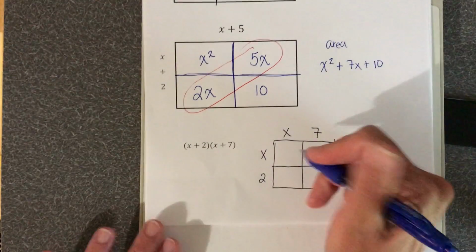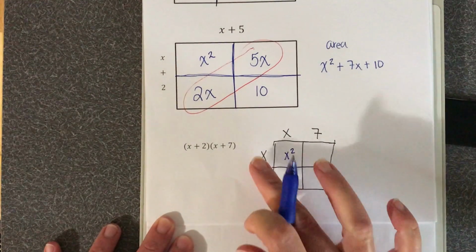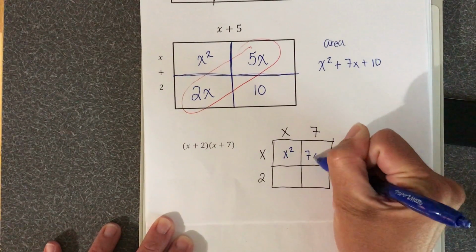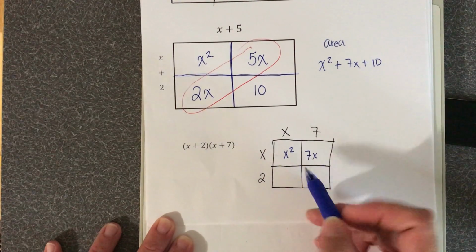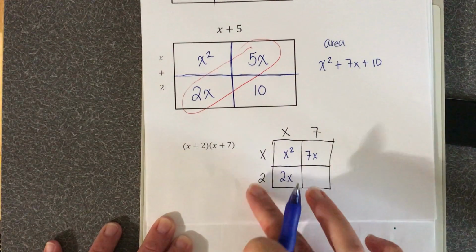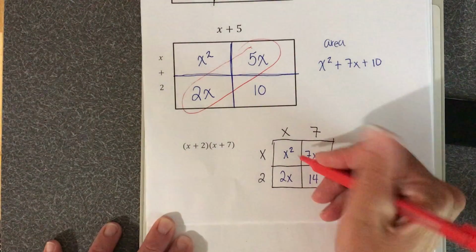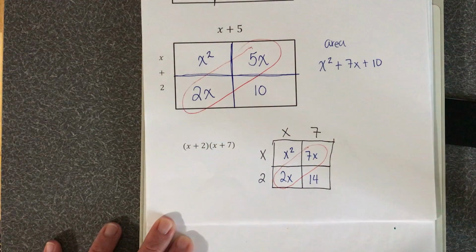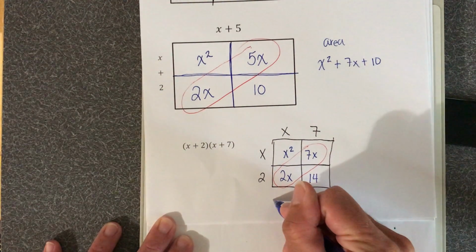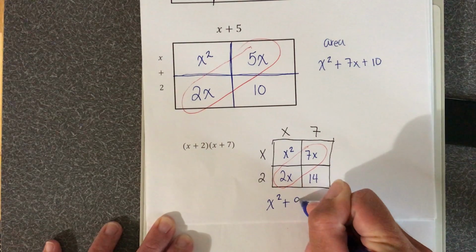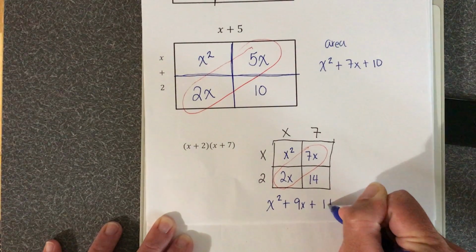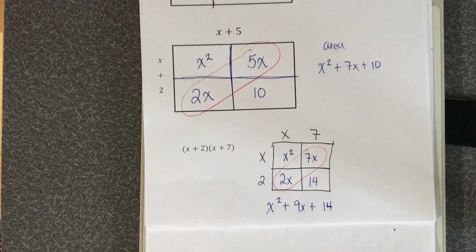So x times x is x squared. x times 7, 7x. 2 times x, 2x. 2 times 7 is 14. Combine like terms. So I have an area of x squared plus 9x plus 14. I have just now multiplied a binomial by a binomial. So take a few minutes and see what you can do on the next page of notes for your You Try.